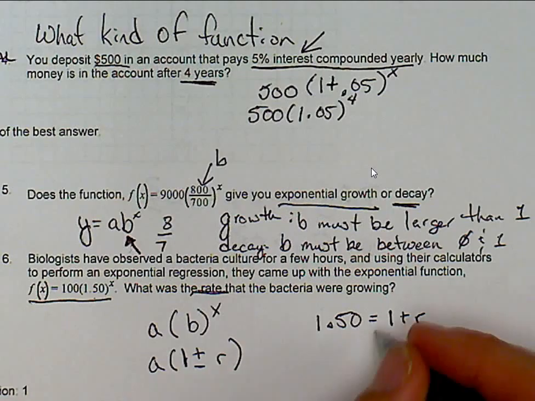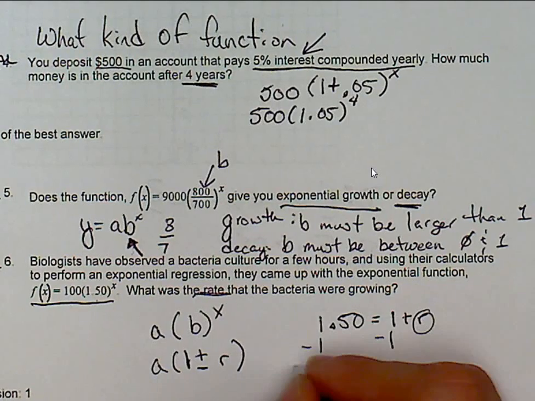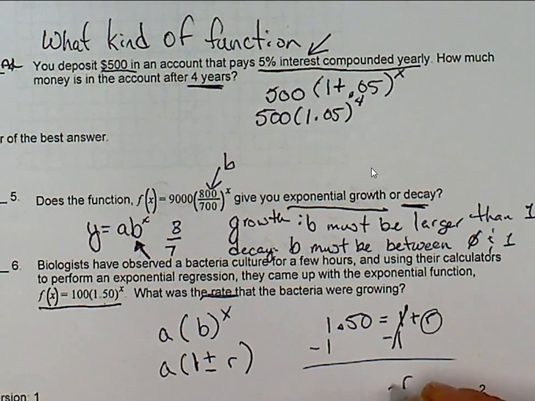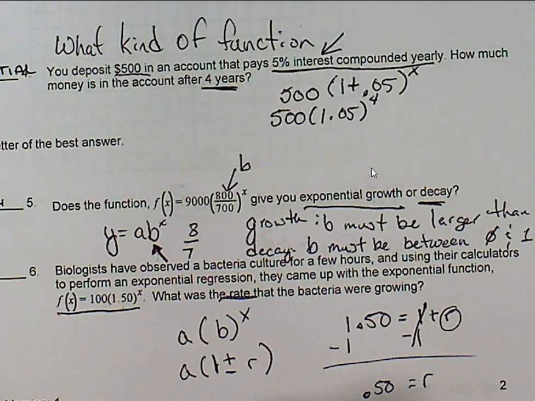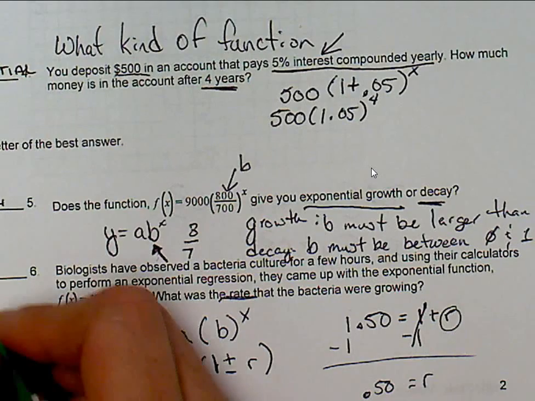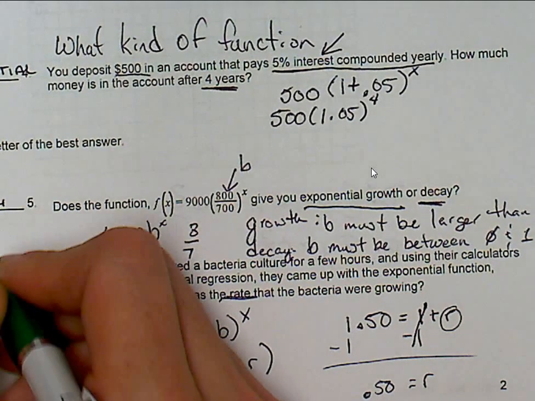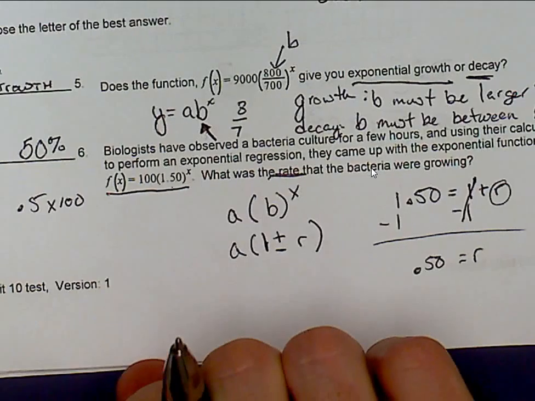So all I need to do is solve for r. Subtract 1 and subtract 1. So what is left over? 0.5. So what is 0.5 as a rate? If I wanted to change that to a percent, what would I do? I would do 0.5 times 100, which would give me 50%. That is a 5.